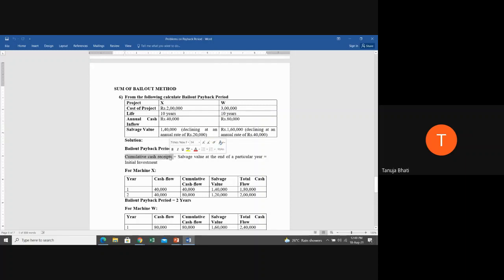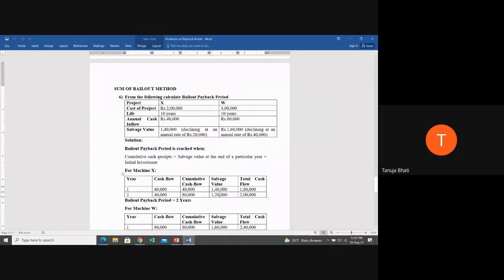The other name for inflow is receipts. Receipts is something that you're receiving in. Inflows is the same. So your first thing you need to find out is cumulative cash flow. For the first year it is 40,000. Obviously for the second year it will be 40 plus 40, which is 80,000. Next, you need to find out salvage value at the end of a particular year. For first year, it is 1,40,000. For the second year, the salvage value is declining at the annual rate of 20,000. Therefore, we have taken here 1,20,000 because salvage value is not the same every year. It is going to reduce by 20,000 each year.